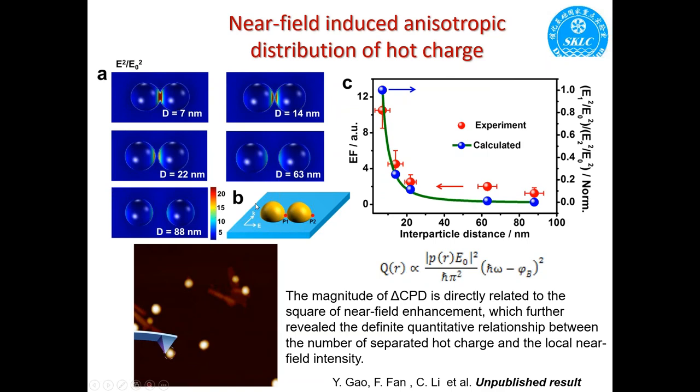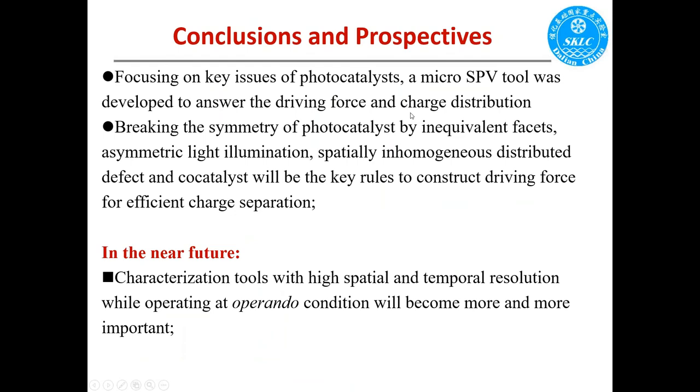nano SPR systems. So finally, I will give conclusions here. I think I have convinced you that charge separation in photocatalysis is very important. That's the key issue. And focusing on this, the AFM tools, in particular the SPV tools, are very powerful to answer the driving force of photocatalysis. Another piece of knowledge is that breaking the symmetry of photocatalysis is very important. You can use this strategy by inequivalent facets, asymmetric light illumination and spatially inhomogeneous distributions.